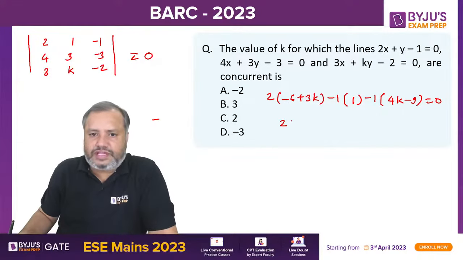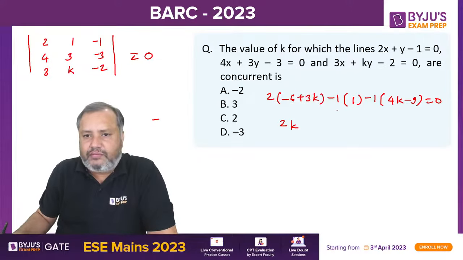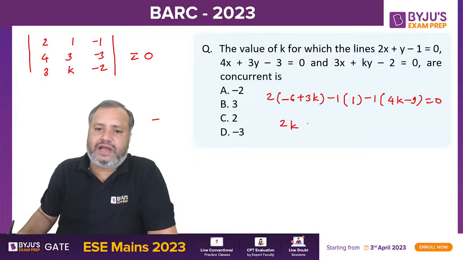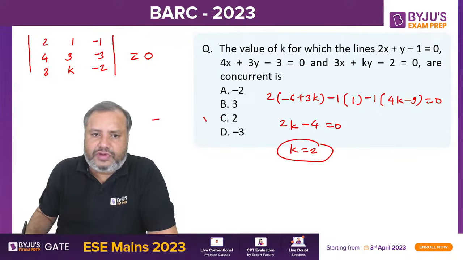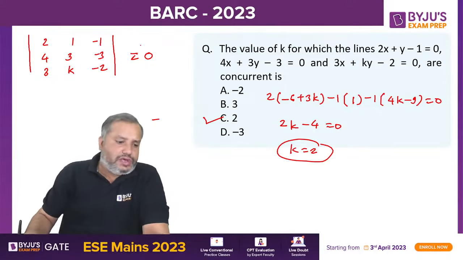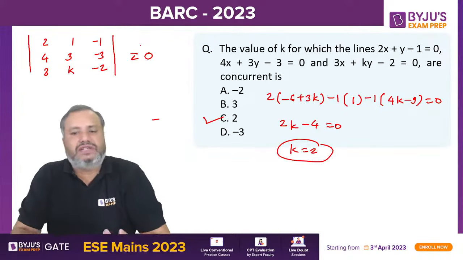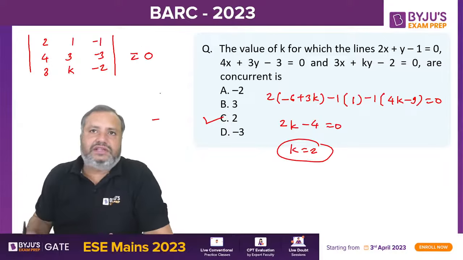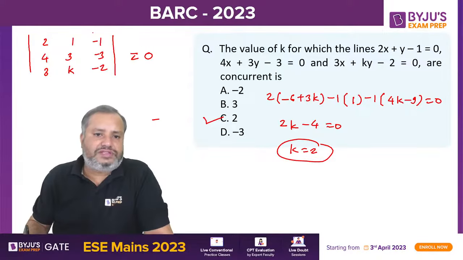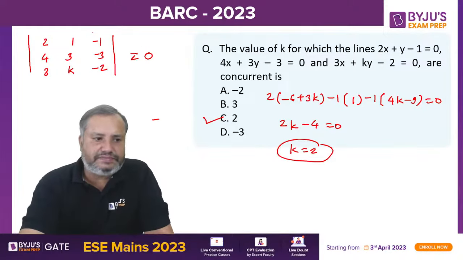6k minus 4k is 2k, and 2 into minus 6 is minus 12, minus 1 is minus 13, minus 13 plus 9 is how much? Minus 4. K will be equal to 2. So we can say that option C is the correct one. Concurrent lines means passing through one common point. If these three lines share a common point, then this is the condition to check concurrency. Let's proceed to the next.